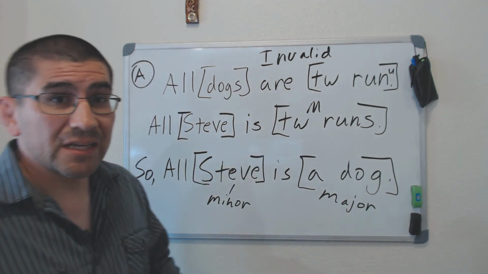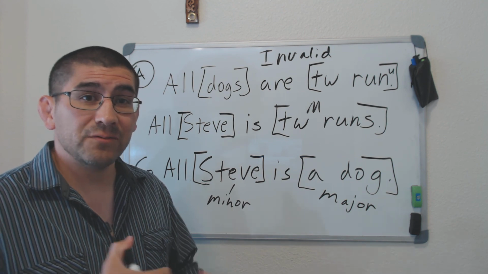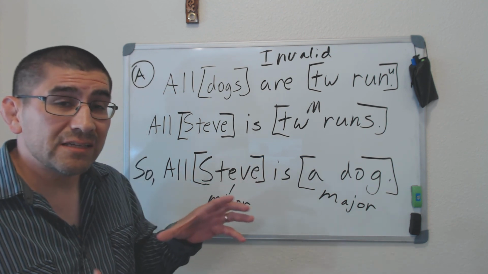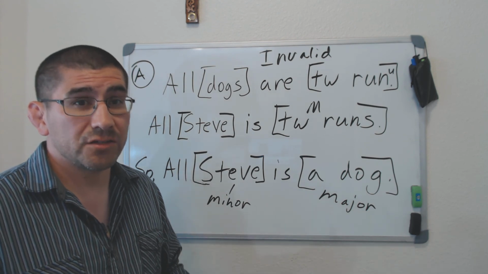Okay? But it's not enough just to say it's invalid. If you know the reason why it's invalid, we need to state that. So you would say this is invalid. It is the fallacy of the undistributed middle.